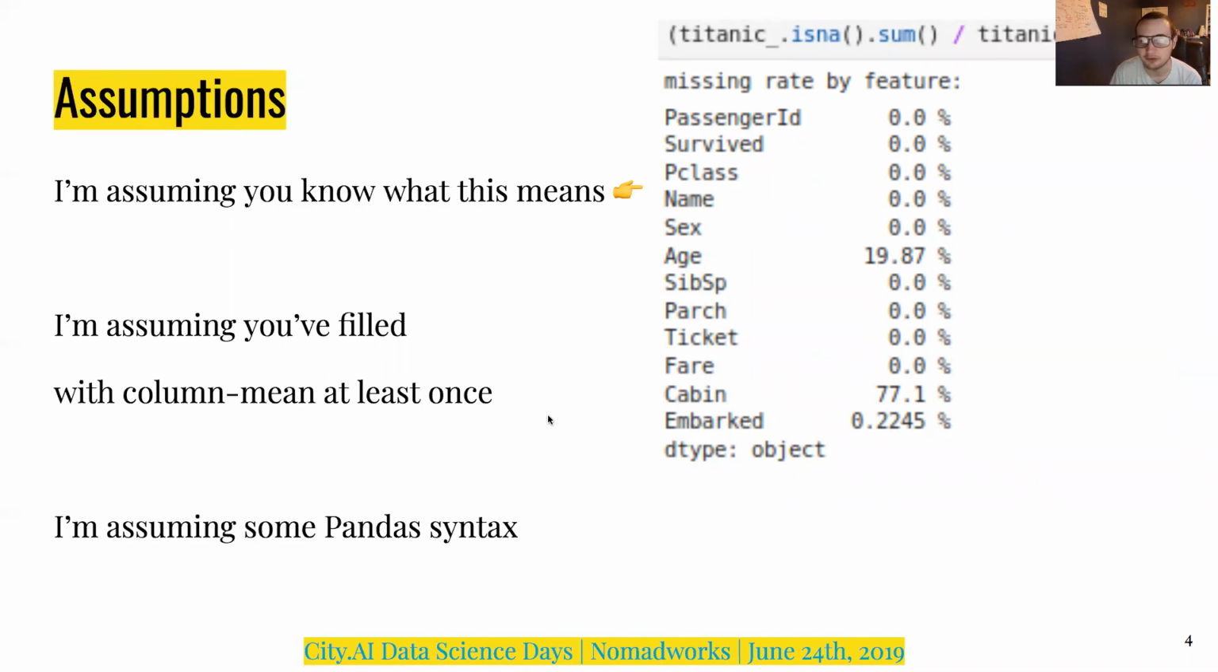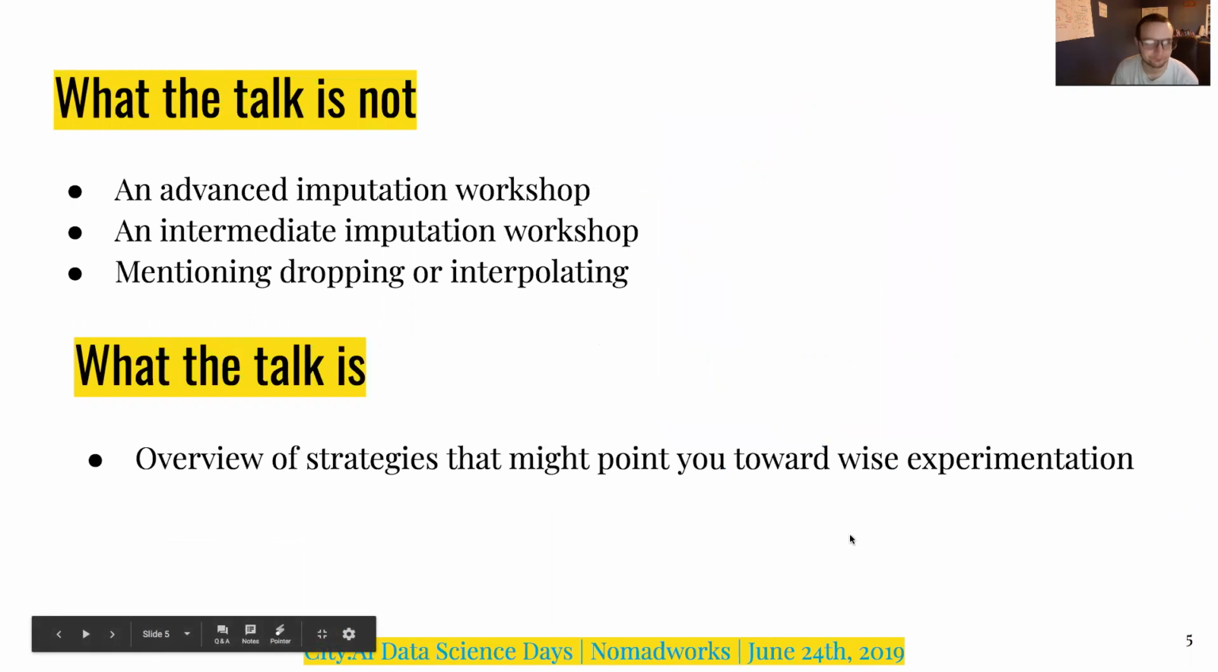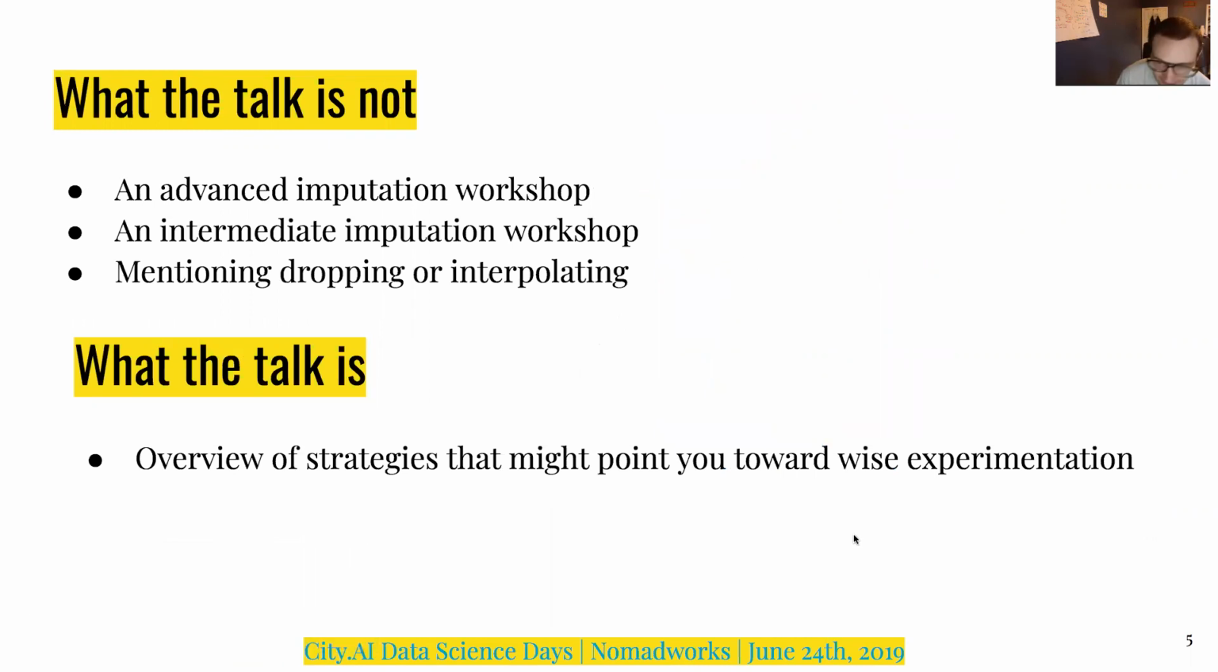I'm assuming you filled with column mean at least once, where I would say take the age column and fill all the null values with the average age, right? This is the basic imputation strategy, filling with mean. And I'm assuming some pandas syntax. So it's not really a workshop on imputation strategies.